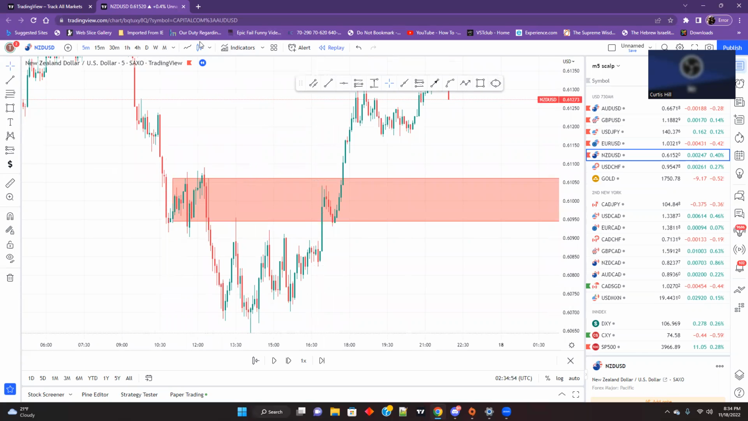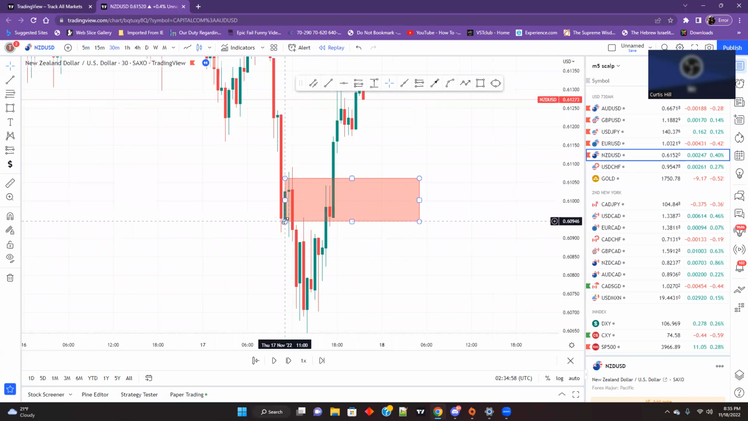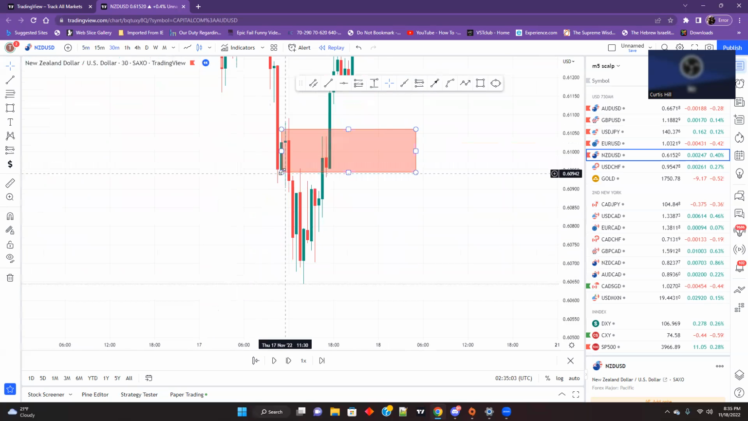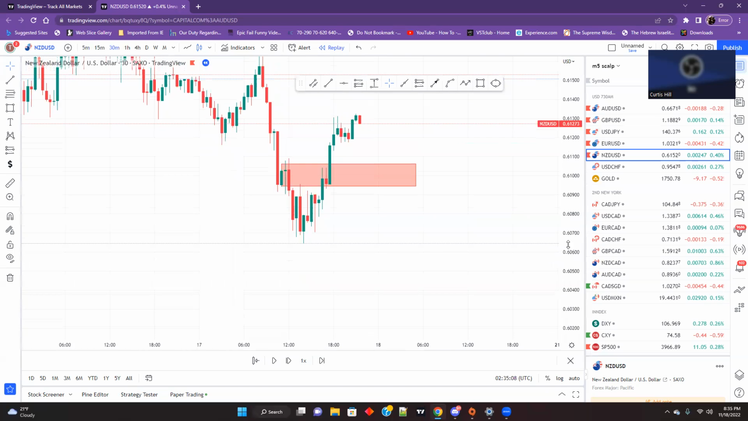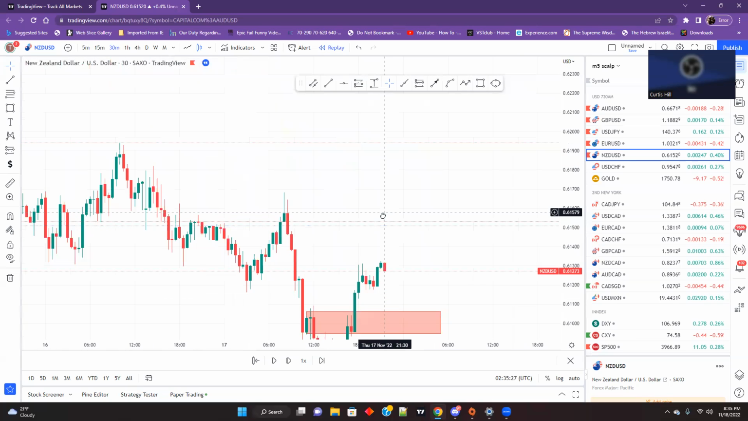But see, those are called uncontested areas. It's uncontested. So it just tapped it again and came back down because there was still liquidity sitting in there. So it tapped it, got another trade out of it. But yeah, that's basically how I trade, and I'm successful with it, and it works out for me, and I want this to work out for you guys.